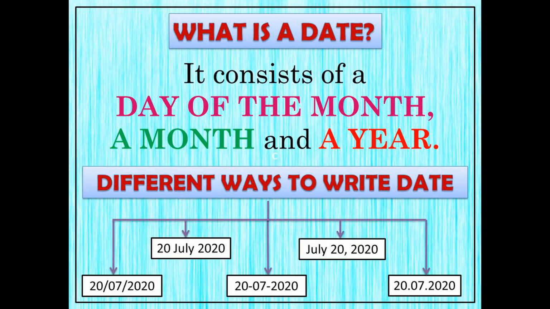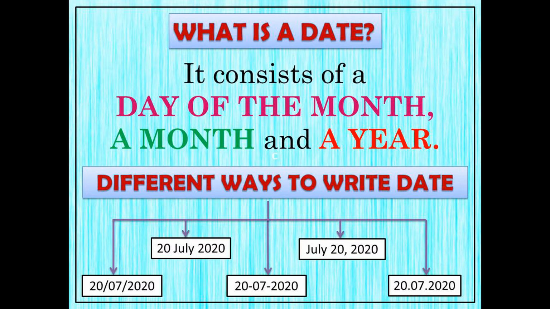As you have seen here, suppose today is 20/07/2020, so how can you write it? The first way is 20/07/2020. In the second one, 20-07-2020, and the third way, 20.07.2020. It means the first part indicates the day.